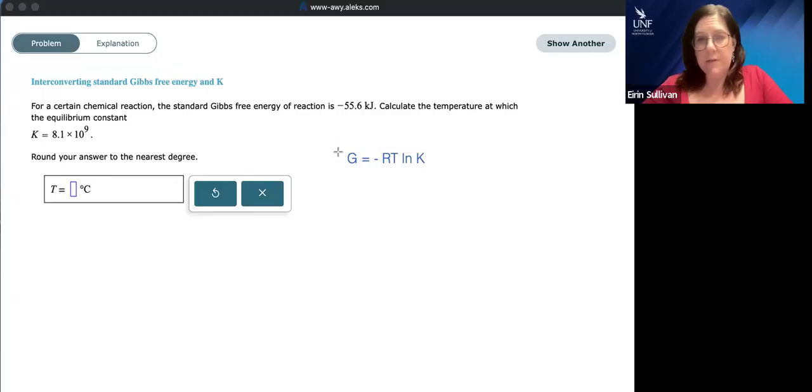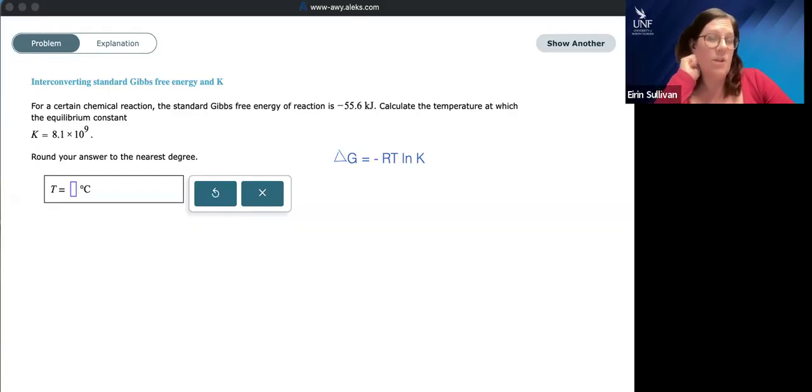Remember our conditions for spontaneity. If delta G is negative, that means the reaction is spontaneous in the direction written. Equilibrium constant K, the bigger that value is, the more to the right the equilibrium lies, therefore the more the reaction proceeds in the forwards direction. So R is a gas constant, 8.314 joules per mole per Kelvin, and the temperature must of course be in Kelvin.